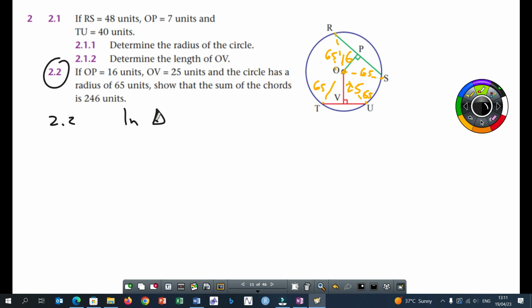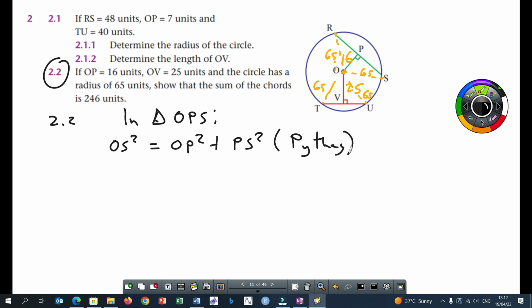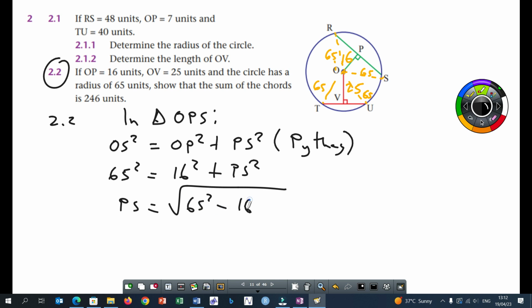In triangle, okay, let me use OPS again. In that triangle, I know my radius, that's my hypotenuse, so we're going to have OS squared is equal to OP squared plus PS squared. What am I trying to do? I want to determine the length of what? PS. Then I'll multiply it by what? By 2. So this will be a diagonal. So OS is 65, OP is 16. So PS is going to be the square root of 65 squared minus 16 squared.